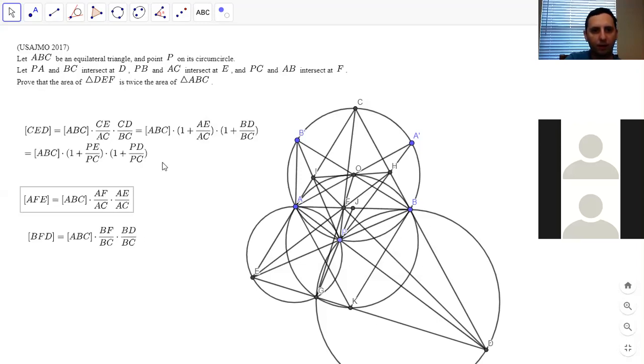And then, I think things kind of cancel pretty well because, well, maybe it's a little trickier. Yeah, that's my goal, to subtract them.